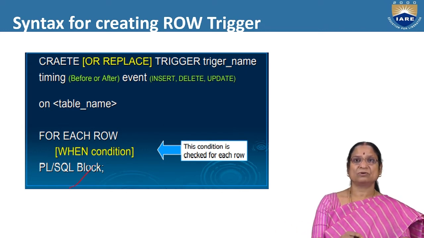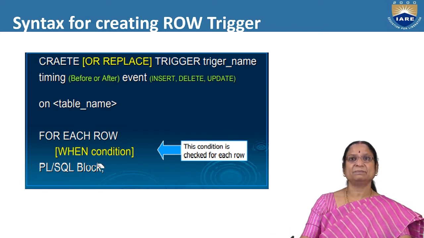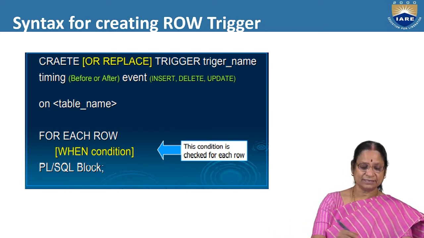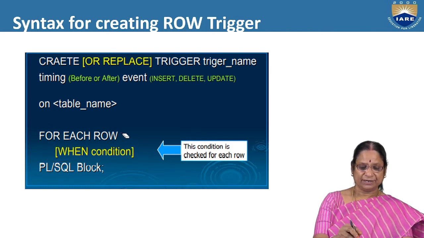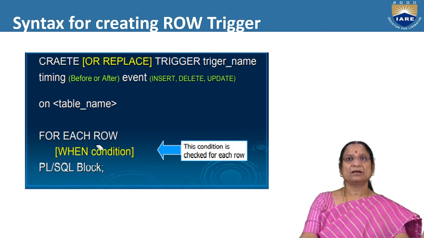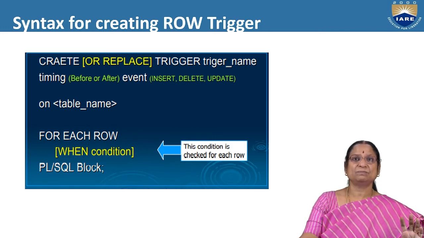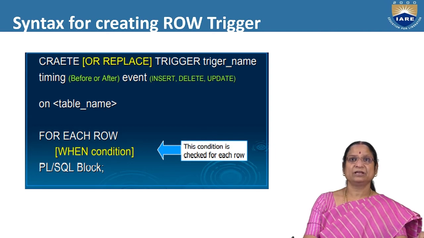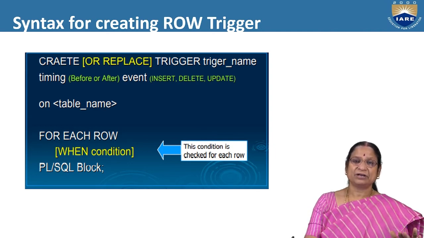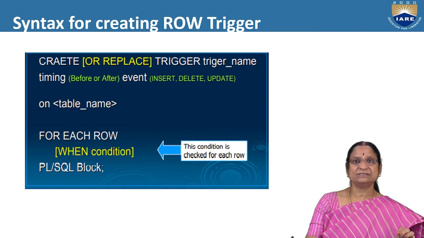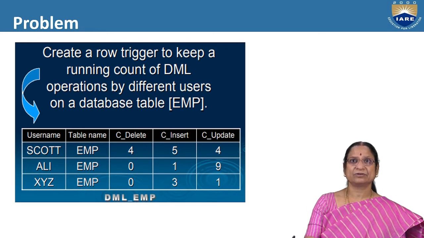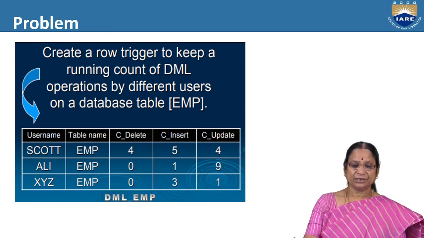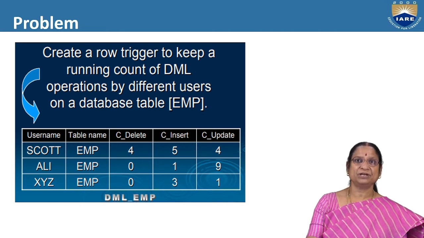So here is a PL/SQL block. That means the action will be written in a block. So what is the additional thing here? We are writing, for each row, what it is supposed to do in a PL/SQL block. But for each row, the block has to be executed. If I am writing some condition for rows, the action takes place only for the rows that satisfy the condition.